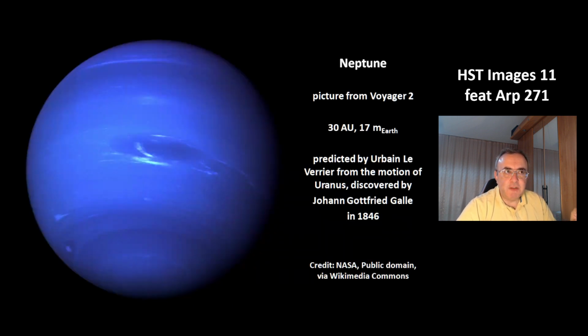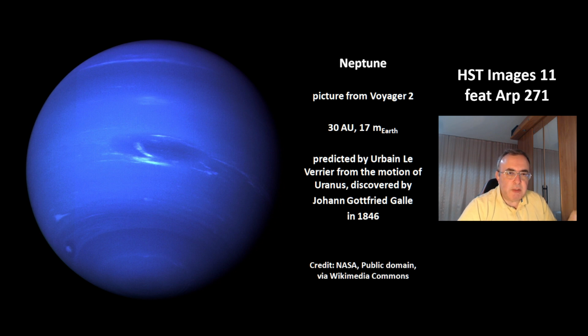This is a nice picture of the planet Neptune from the Voyager 2 spacecraft. Neptune is located at a distance of 30 astronomical units. 1 astronomical unit is the distance from Earth to the Sun, about 150 million kilometers. Neptune has 17 times the mass of Earth.